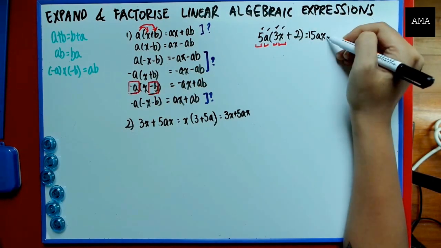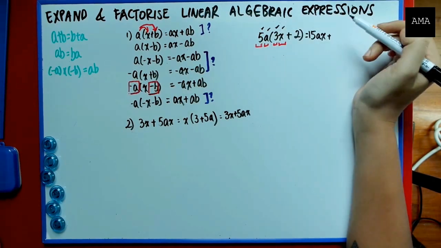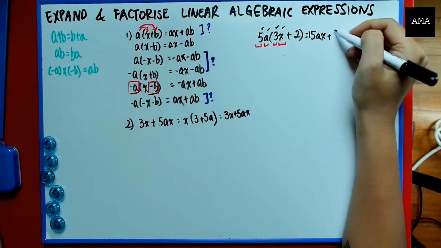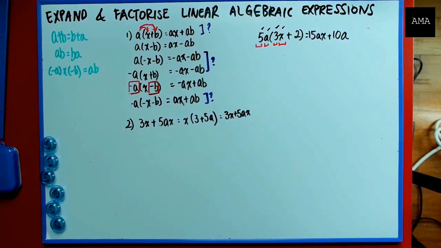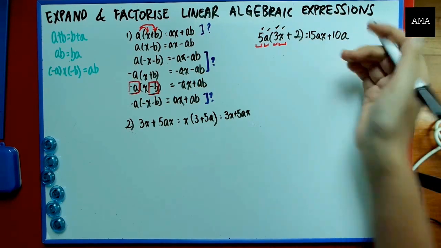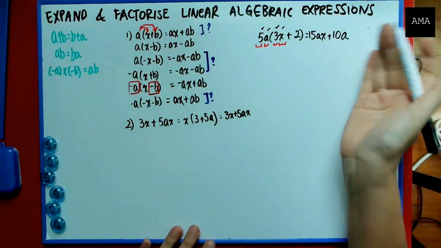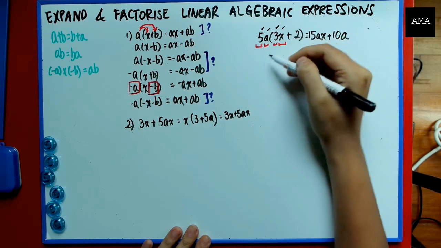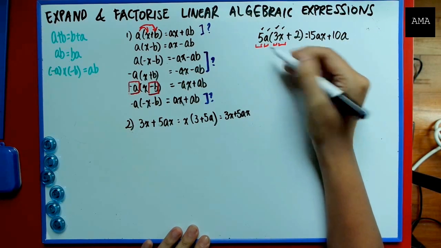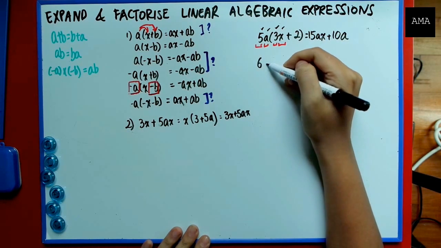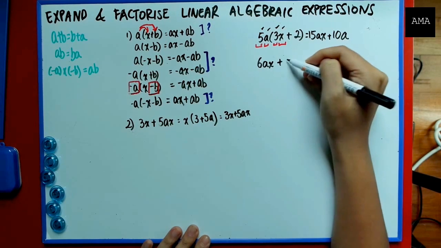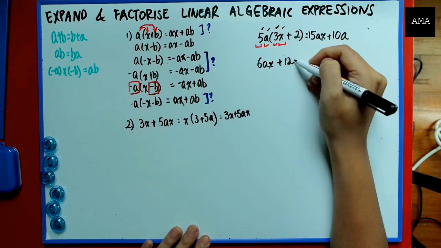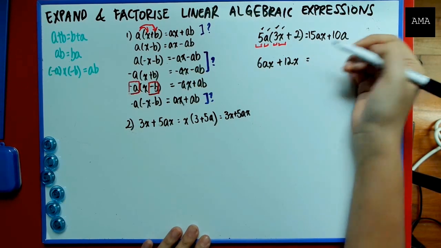Then the second part, again, always multiply numbers first. 5 times 2 is 10. Then you write a beside it, okay? So this is expanding. So I'll give you another one for factorizing. So if I give you, okay, just one more as an example.